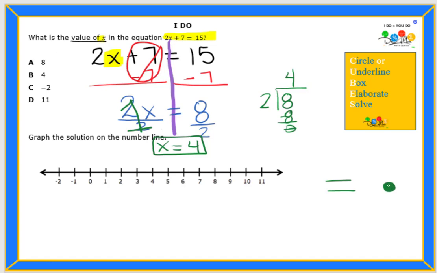And it is a closed dot because we are saying that this number and this number only is what we want. Okay, so we would go on 4, and we said our solution is 4, and we would put a closed dot on 4. Don't forget, we want to circle our solution was 4.